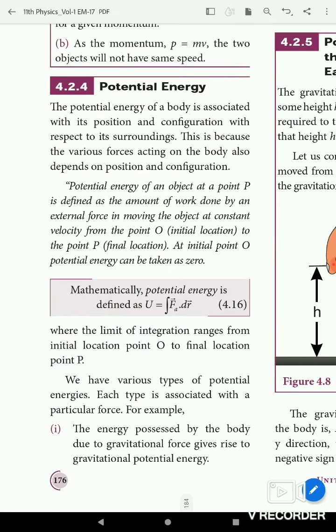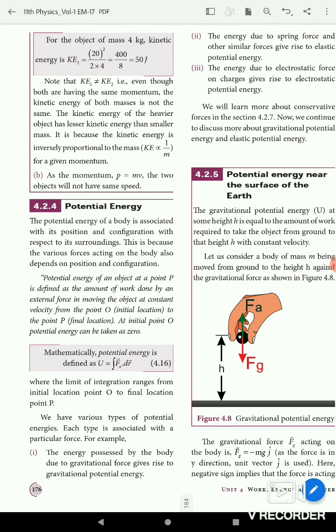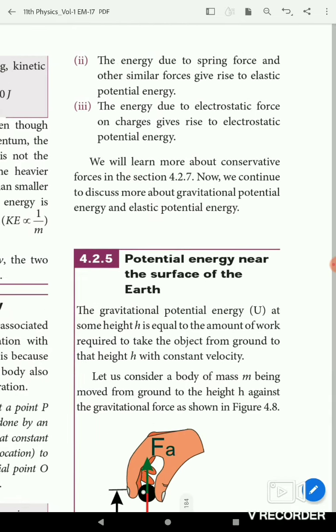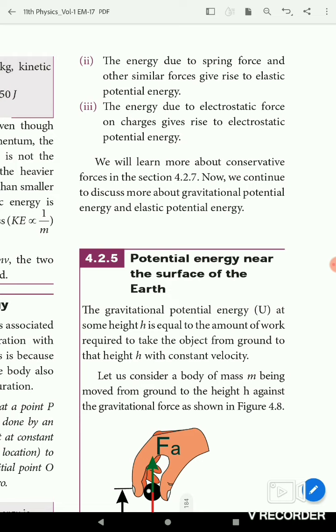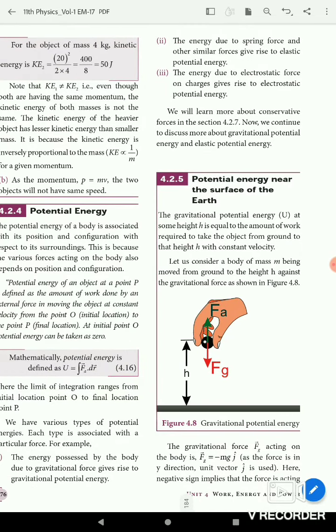So potential energy has various types, and each type is associated with a particular force. For example, the energy possessed by a body due to gravitational force gives rise to gravitational potential energy, and the energy due to spring force and other similar forces gives rise to elastic potential energy. The energy due to electrostatic force on charges gives rise to electrostatic potential energy. Okay. Now we see the potential energy and gravitational potential energy.